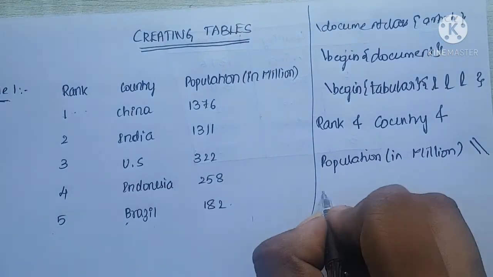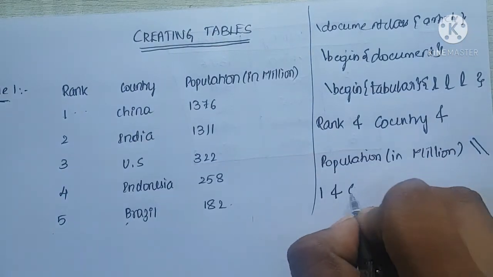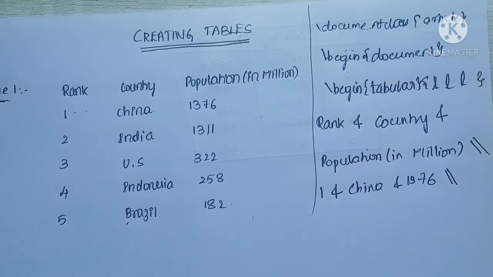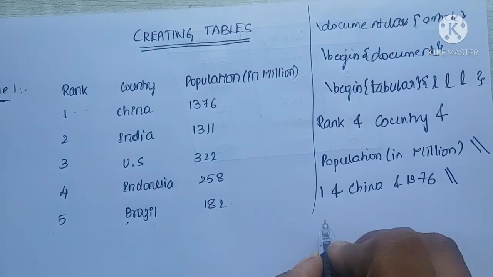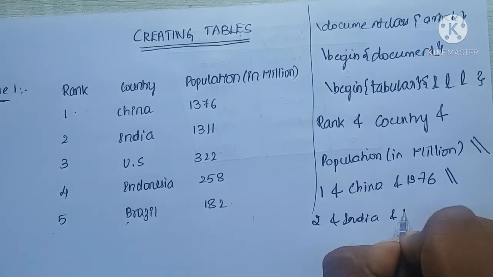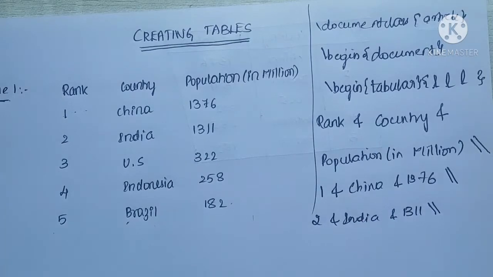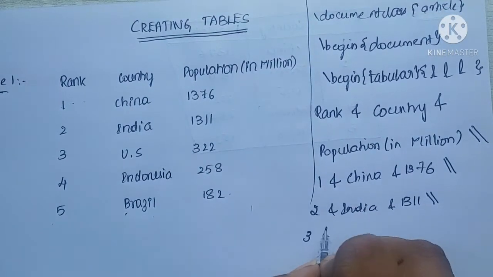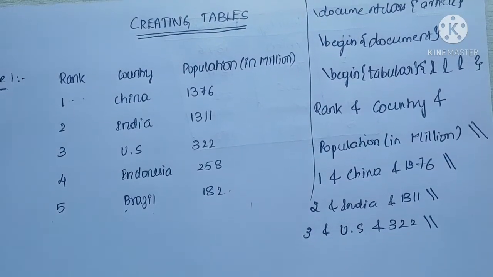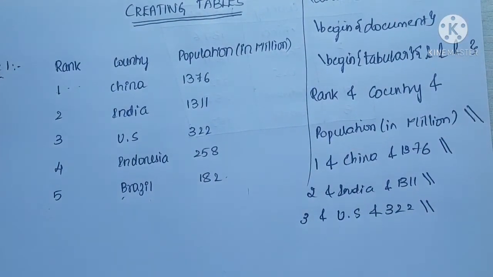What is the next row? 1 and China and 1376. That row is ending. Mention it by 2 backslashes. What is the second row? 2 and India and 1311. 2 backslashes. Next row 3 and US and 322. 2 backslashes. That row is ending. Mention it by 2 backslashes.